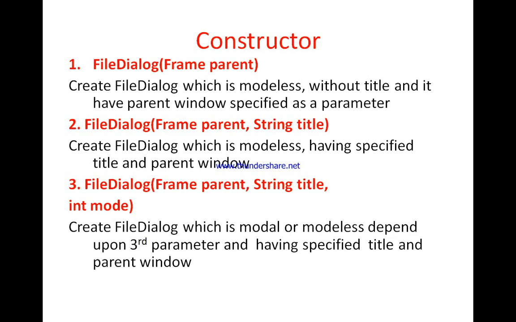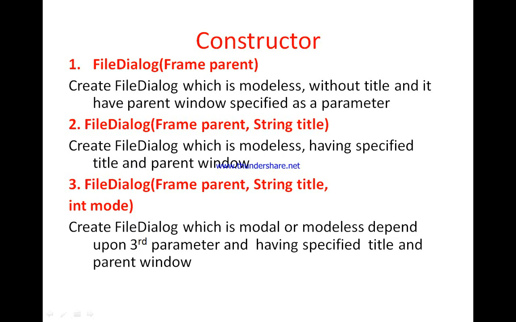Let us see the first three main constructors. The first constructor is FileDialog having the parameter Frame parent. This constructor will create a file dialog which is by default modeless and without title, no title parameter. So it doesn't have a title, and it has the parent window specified as a parameter. Now a file dialog is always a child window of some parent window. That parent window is a frame whose object is specified as a parameter here.